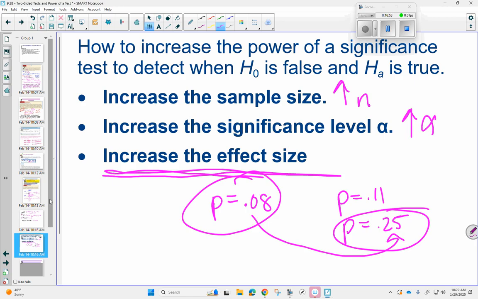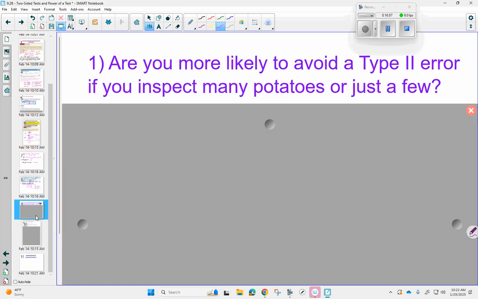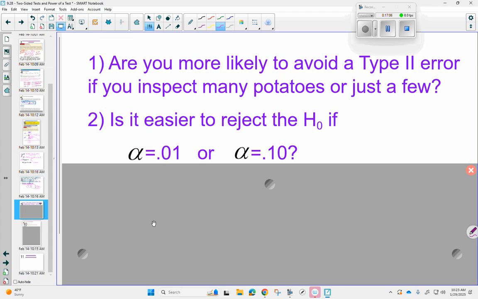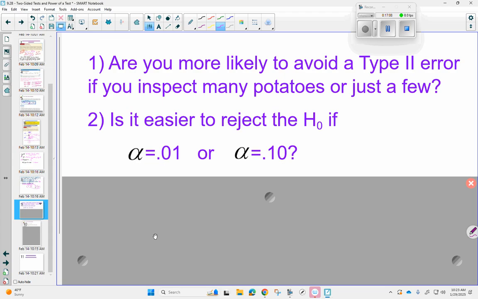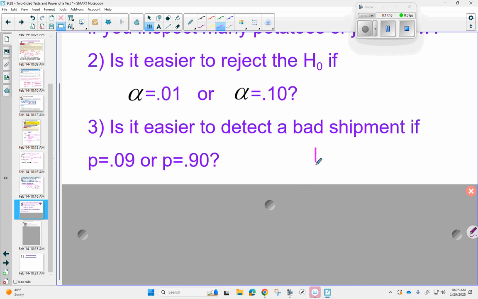Are you more likely to avoid a type 2 error if you inspect many potatoes or just a few? Many. Is it easier to reject the null if alpha is 1% or 10%? 10%. The bigger the significance level, the easier it is to reject. Is it easier to detect a bad shipment if the null was 0.08 if the truth is 9% or 90%? If there's a lot of bad potatoes, you're probably going to reject it.